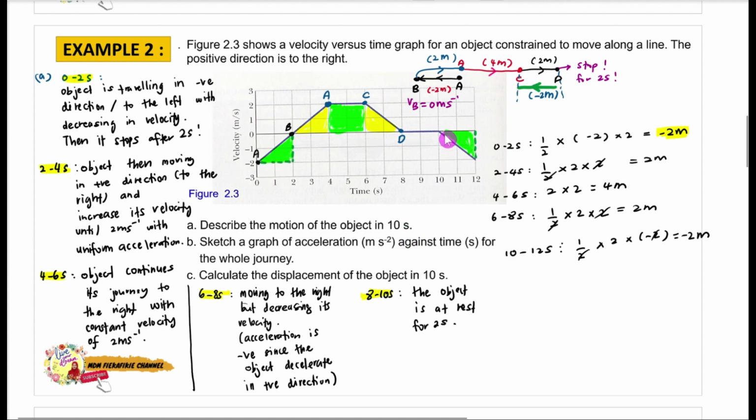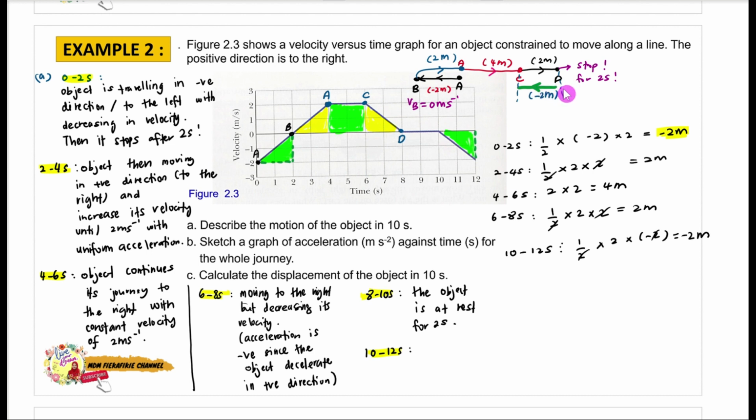12 seconds. Okay, so now look at this line from 10 to 12 second. Okay, kita tambah saja, sebagai tambahan lah. From 10 to 12 second, apa yang berlaku? At this point the object is not moving. So tadi kita tahu dia patah balik. Here V is 0.